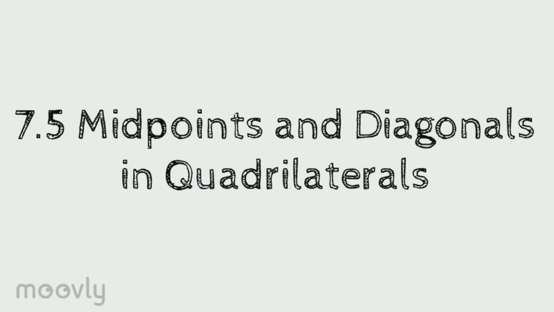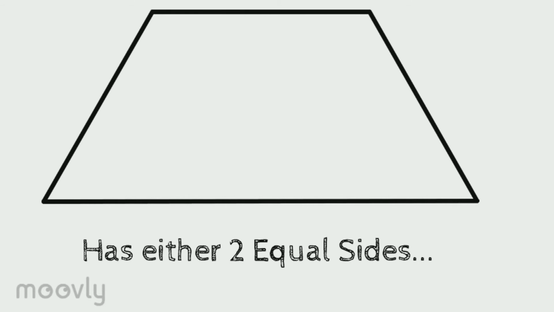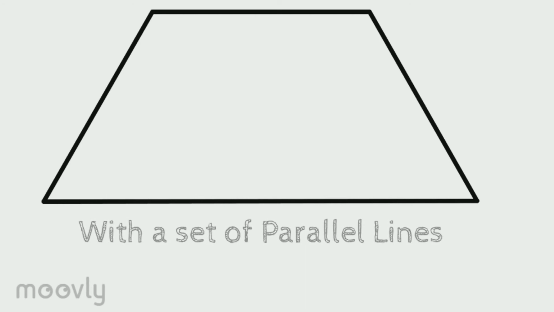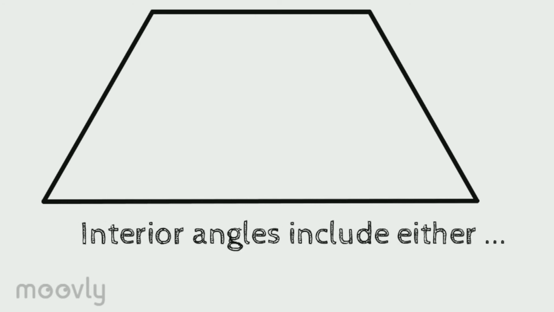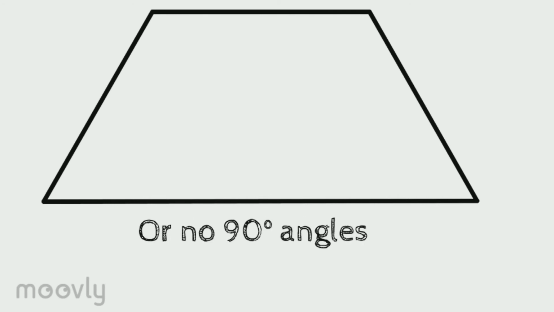7.5. Midpoints and diagonals in quadrilaterals. This trapezoid here possesses the following characteristics. It has either two equal sides or none, with a set of parallel lines. The angles from within the shape, or the interior angles, include either two 90 degrees or no 90 degrees.